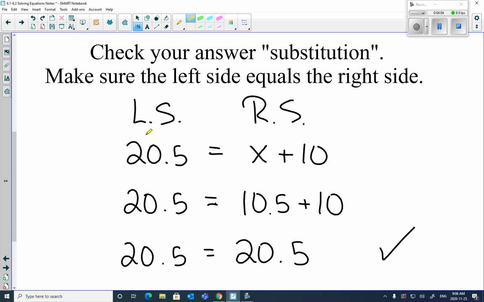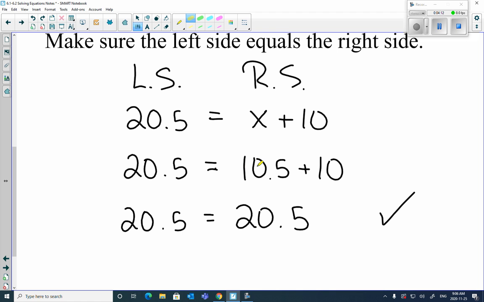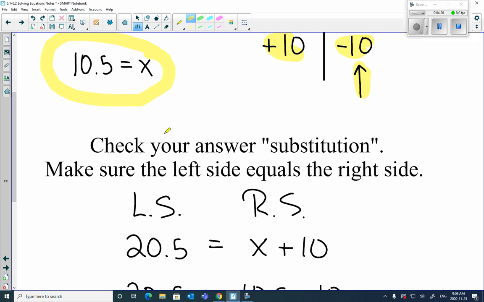All right, let's do the check. Left side equals right side. So left side, right side, put the original equation down, and then where we see x, we're going to substitute in 10.5. So 10.5 plus 10. And then we just do the work here. 10.5 plus 10 is 20.5. Yes, left side equals right side. We know we did it correctly. So our answer is 10.5.